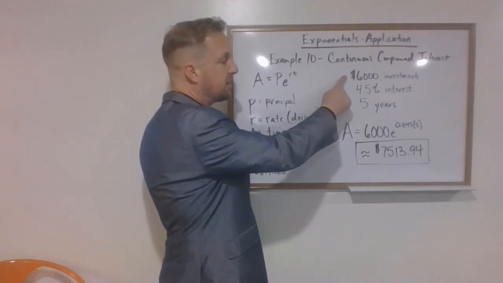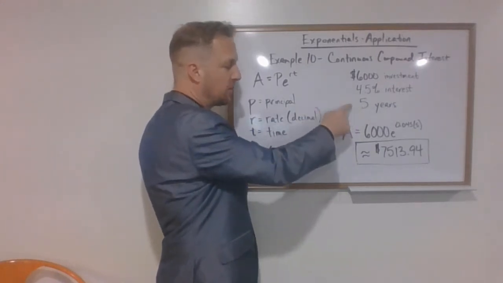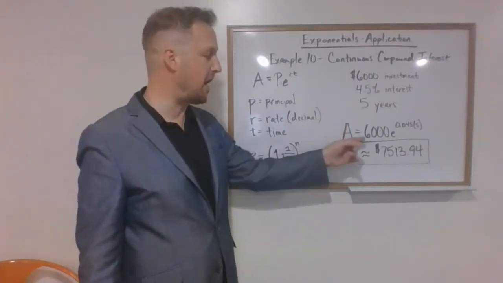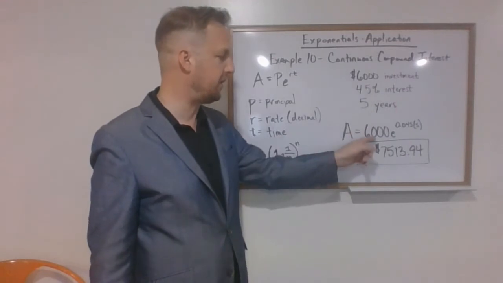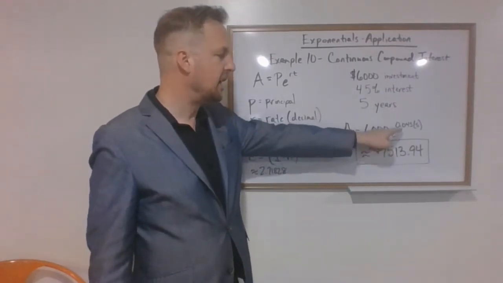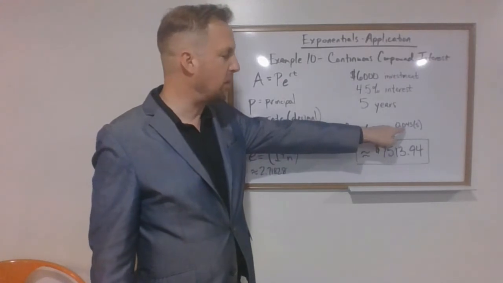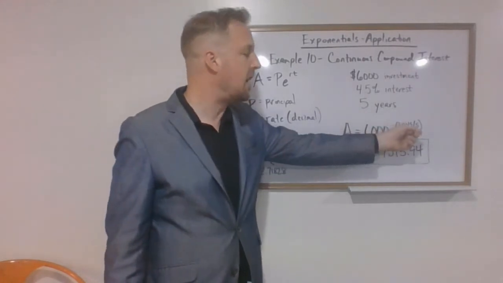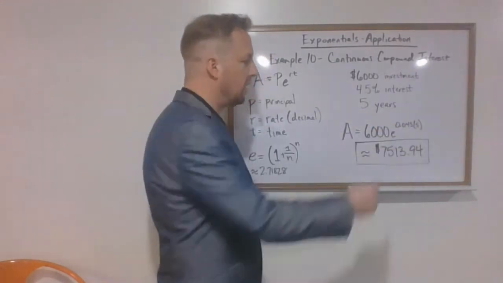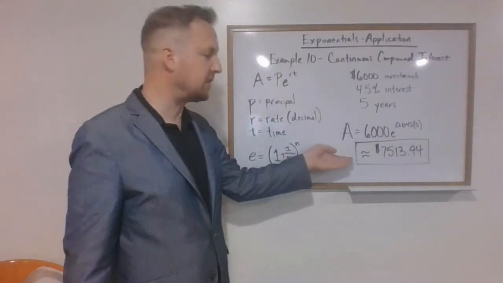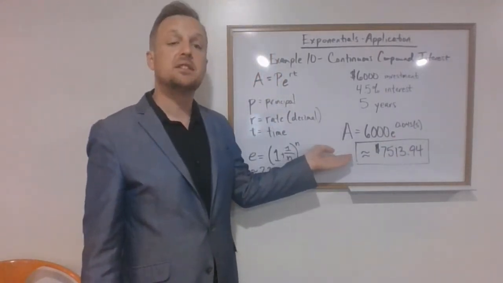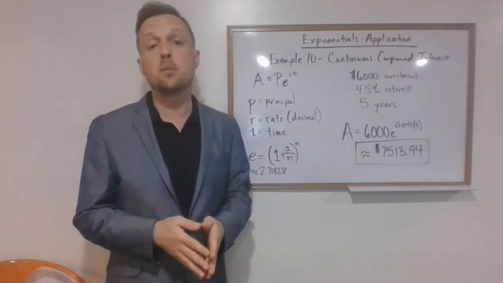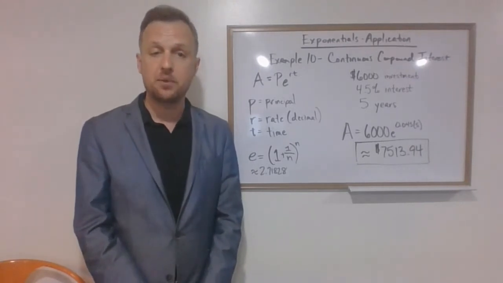So with a $6,000 investment at 4.5% interest over a period of 5 years, we plug all those in. Our final amount is going to be 6,000, our investment, our principal, times e raised to the 0.045. Remember, that's 4.5 expressed as a decimal, times 5, the rate times the time. And that lets us know that after 5 years, we'll have approximately $7,513.94.